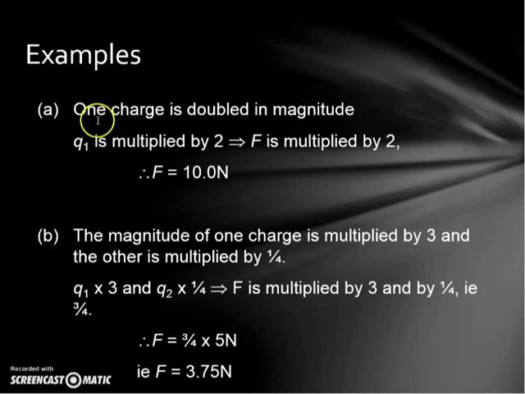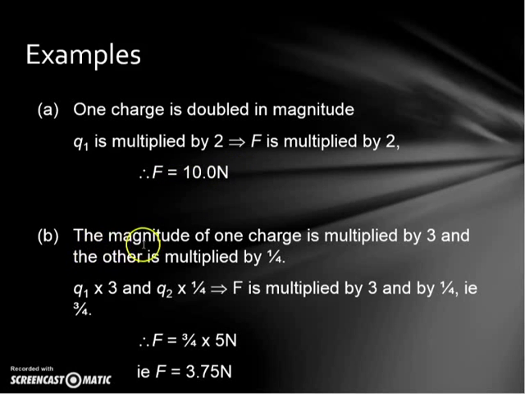Now, if one charge is doubled, Q1 is times by 2, then remember force must also be multiplied by 2 because they are directly proportional. If one gets bigger, the other gets bigger. So if one of them gets bigger by 2, the other one gets bigger by 2. So if it was originally 5 newtons, then now it's going to be 10 newtons.